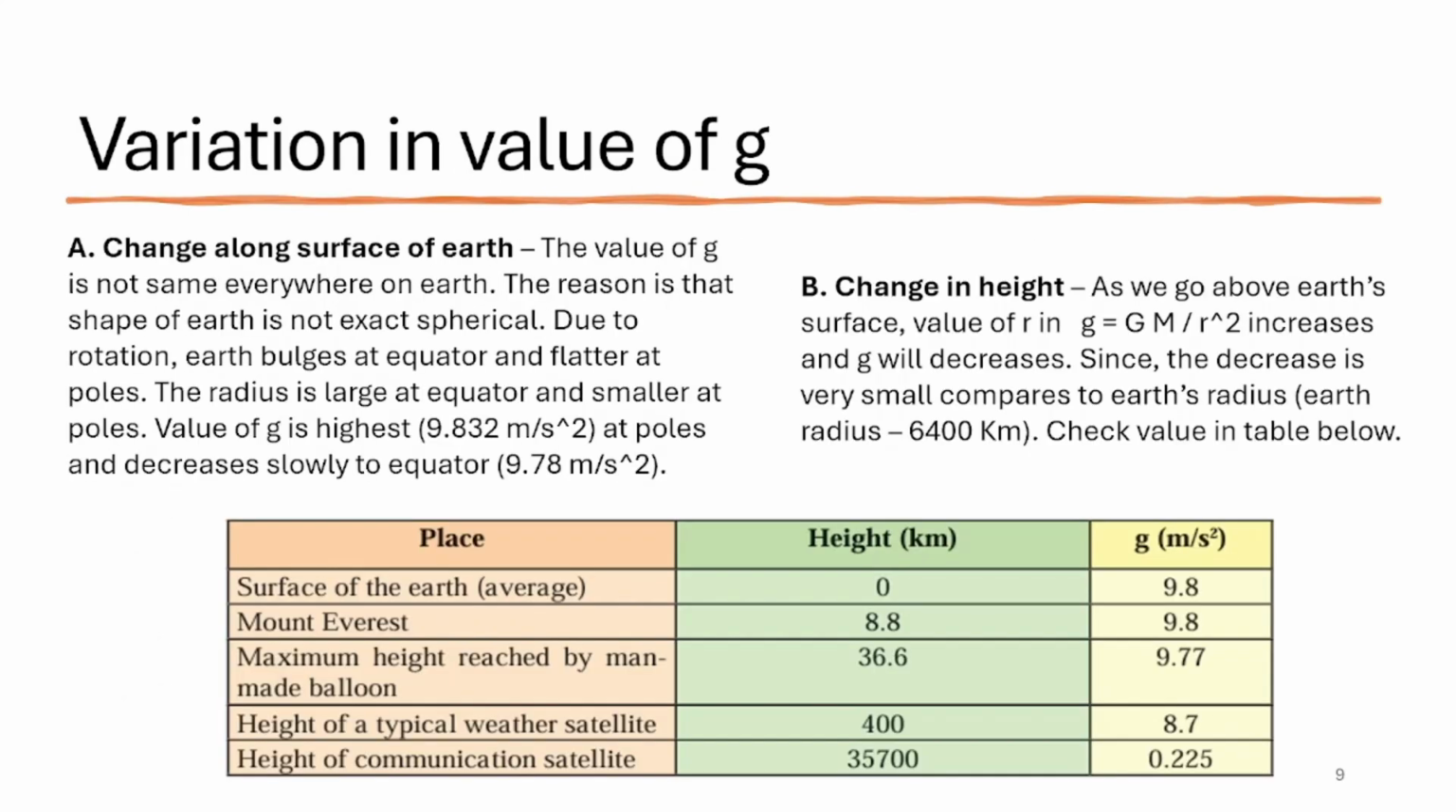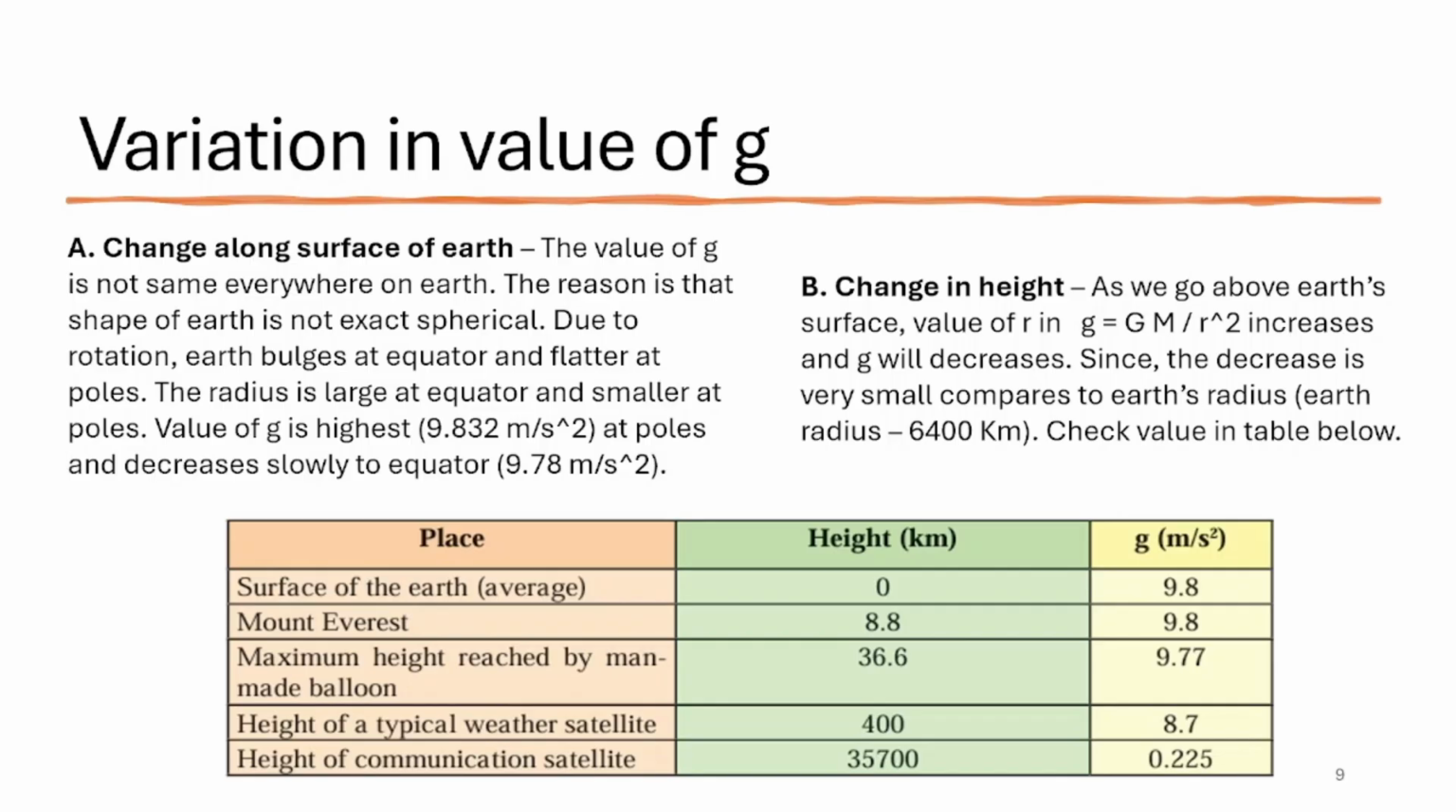Now, there is some variation in the value of acceleration due to gravity. Along the surface of the Earth, the value of g will not be the same everywhere. The reason behind this is that the shape of the Earth is not exactly spherical. Due to rotation, the Earth bulges at the equator and is flatter at the poles. So the radius is largest at the equator and smaller at the poles. So the value of g is highest at the poles. It is 9.832 and it will decrease toward the equator. It will become 9.78.